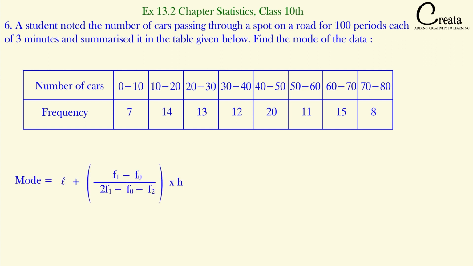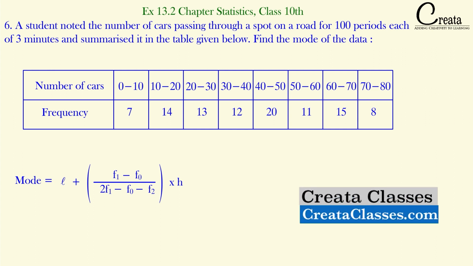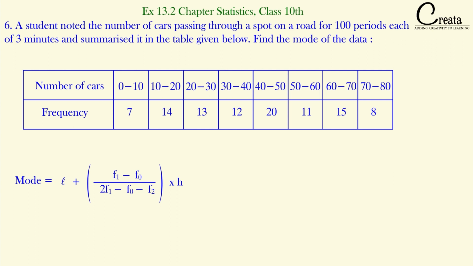So this is the formula. Let's identify the various components of this formula. What is the first step in calculating the mode? We find the modal class which corresponds to maximum frequency. So let's identify the maximum frequency. Here 20 is the maximum frequency, which is F1, and the class corresponding to maximum frequency is the modal class. So the range 40 to 50, this is the modal class.